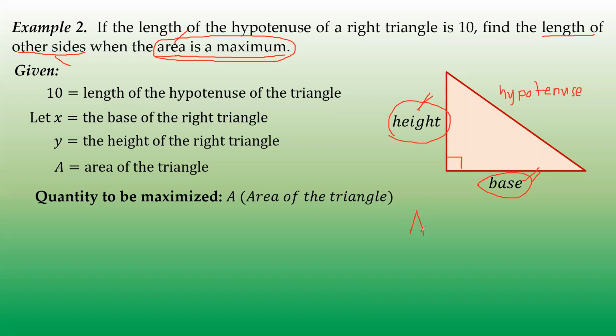So ang area ng triangle, ito yung kanyang general formula natin, is 1/2 base times height. But from our variables, ang base ay x, ang height ay y. So our working equation will become area equals 1/2, base ay x, ang height ay y. So we have 1/2 x y, or 1/2 times x times y. So our working equation. Okay.